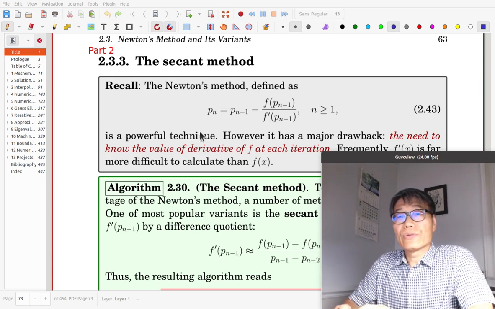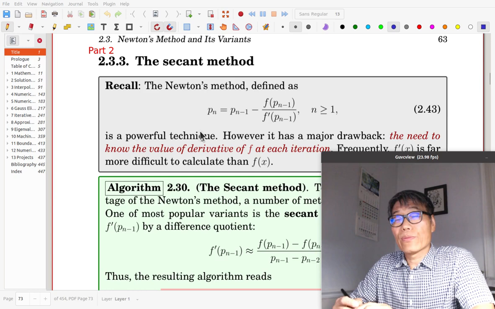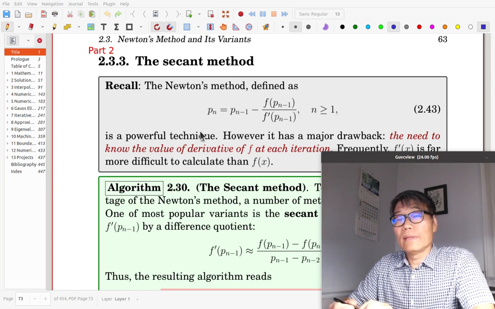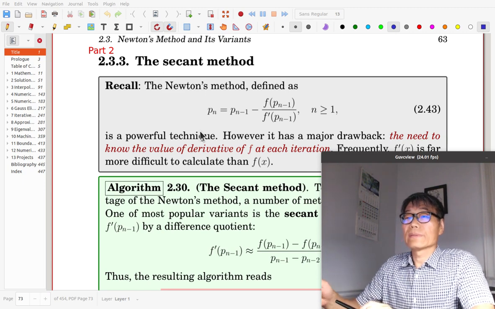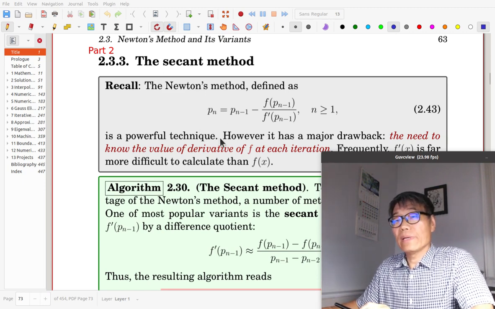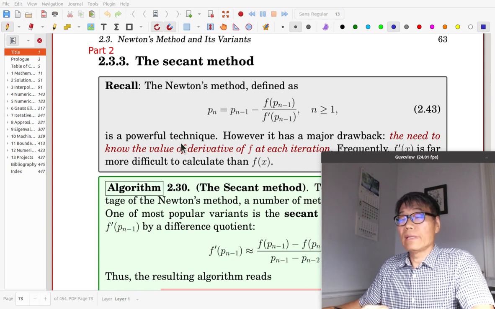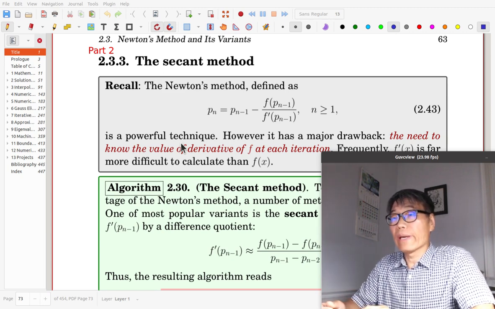It is part 2 of section 2.3. In the first part, we studied Newton's method. Newton's method is a powerful technique. However, it has a major drawback.